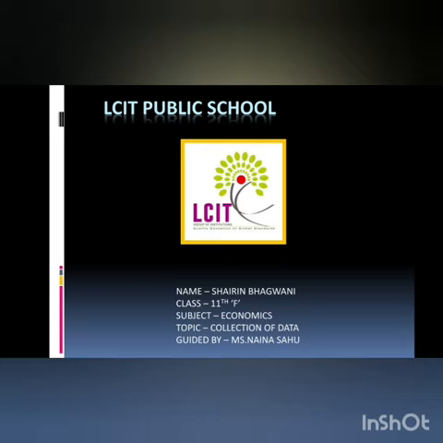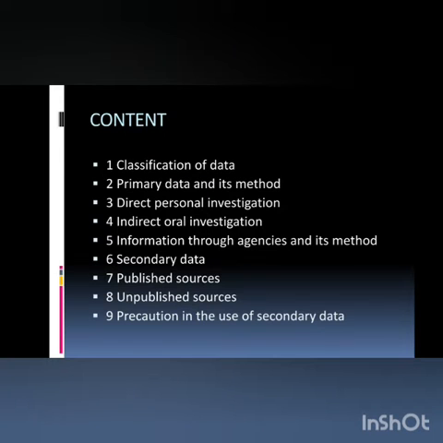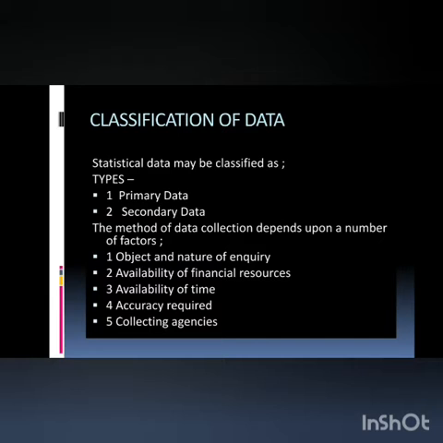Now what is collection of data? Collection of data means the process of gathering and measuring information in an established manner. Now classification of data is of two types: first primary data and second secondary data. Now we will see both in detail.